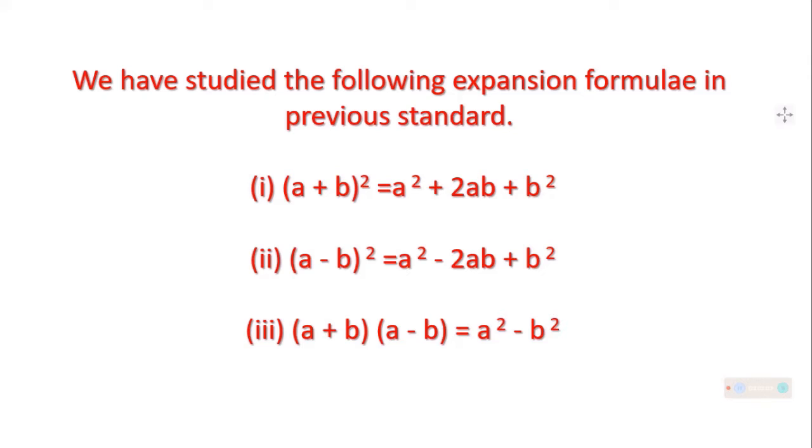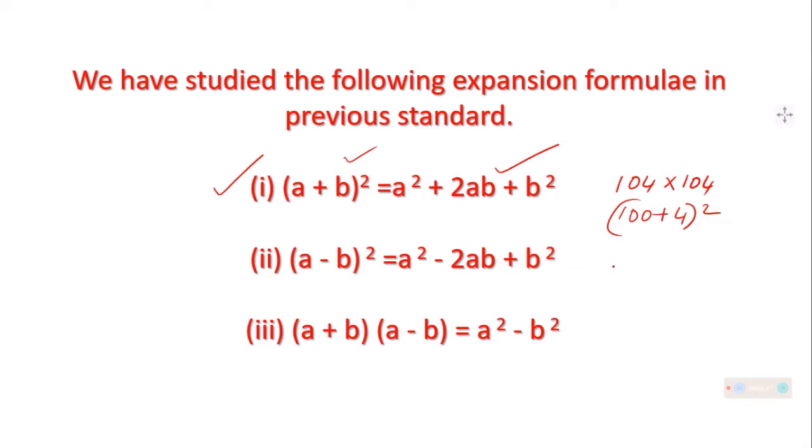You also applied these identities and expansions in order to solve certain situations. To remind you, if you have to multiply 104 into 104, according to this first formula, you will write it in the form of (100 plus 4) whole square, and you apply the expansion to get the answer. Just to remind you how it worked.